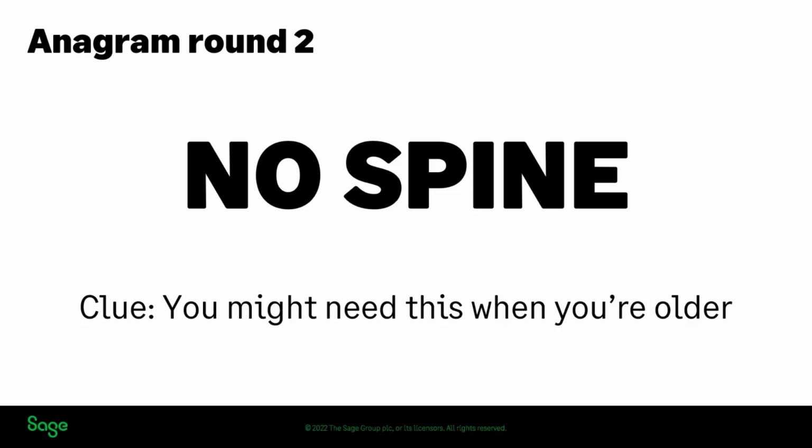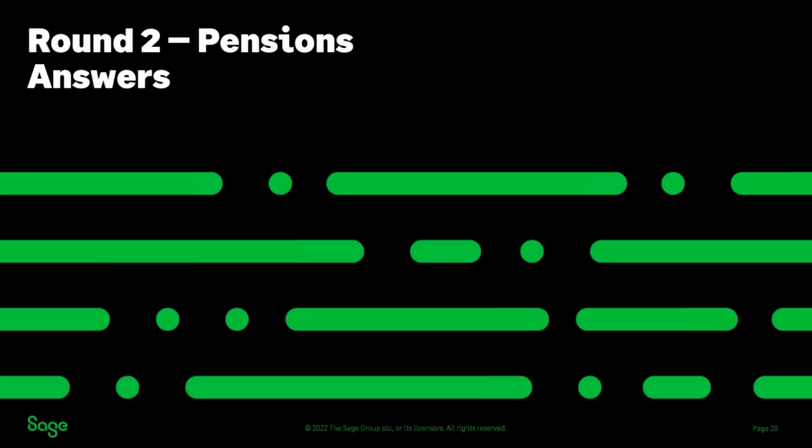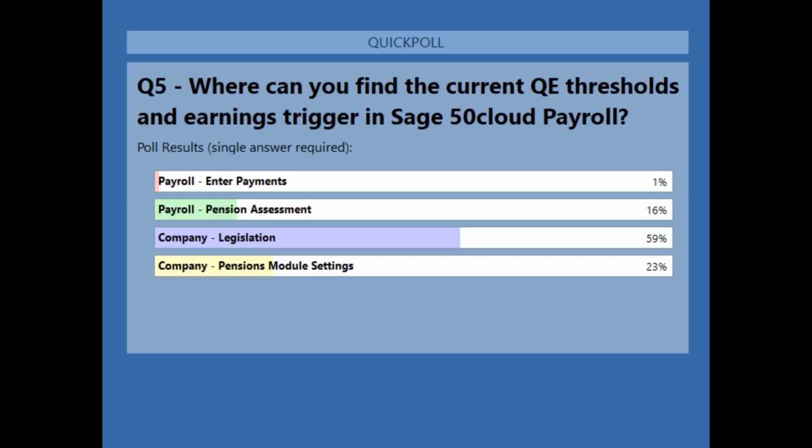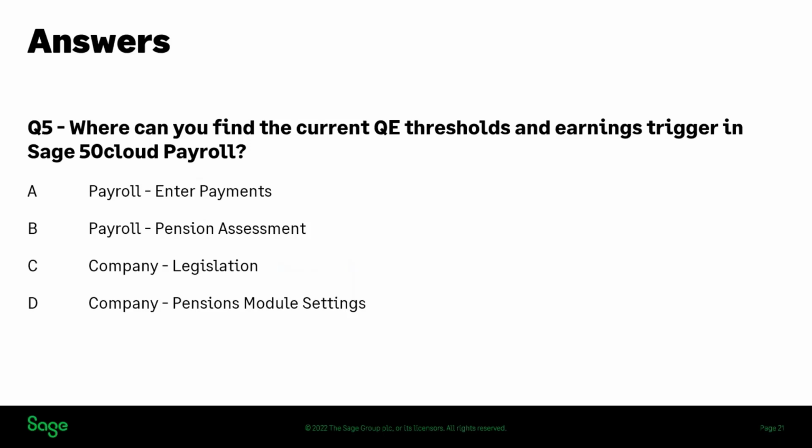And with that being said, it is time to reveal the answers. We'll firstly reveal what has been answered, and then we'll be handing over to Duncan to reveal the answers again. So question 5 was, where can you find the current qualifying earnings thresholds and earnings trigger in Sage 50 Cloud Payroll? If I bring up the answers there. Again, we had a good majority, 59% go to company and then legislation. So that's company in the bottom left and then legislation. So it's now time to reveal the answer by Duncan. So it's time to hand over to you again, Duncan, and let us know who was right. Thank you, Calvin.